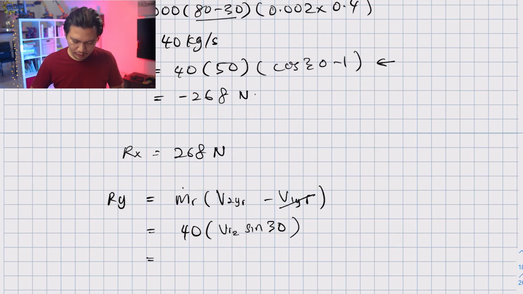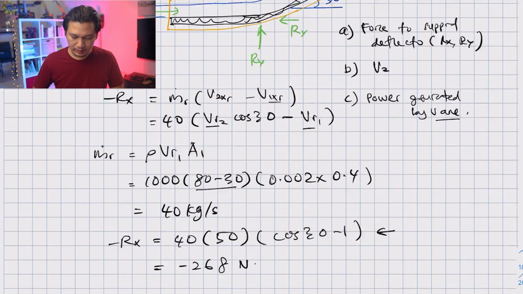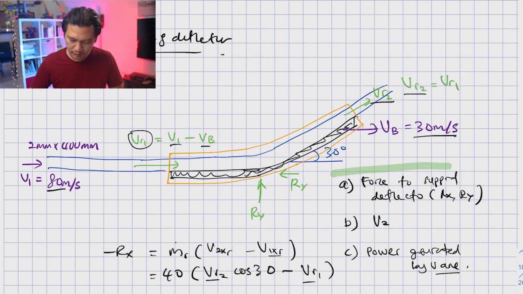And you end up with, our VR2 is equal to VR1, which is equal to 50. And this is 40 times 50 sine 30. This is 1000 Newton. And that is the answer for Rx and Ry. So basically, you have completed question A. And now, what about V2?